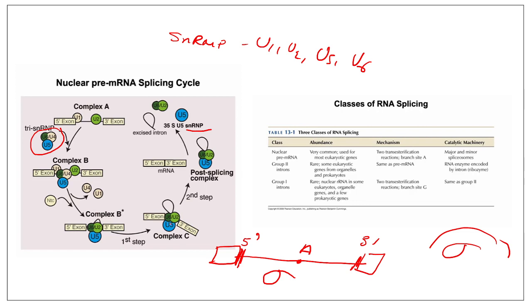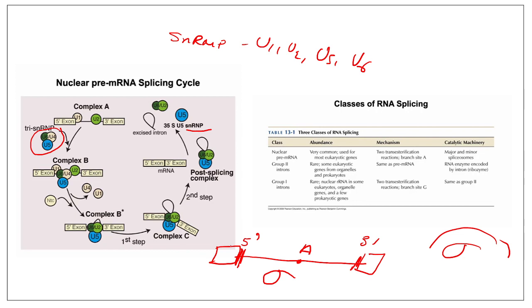Then complex C is formed. This is all just we have to read, nothing much to explain. But always remember, two things are important: U1 is the first snRNP which comes and binds to the 5 prime splice site. And the role of these snRNPs is that splicing should occur properly.